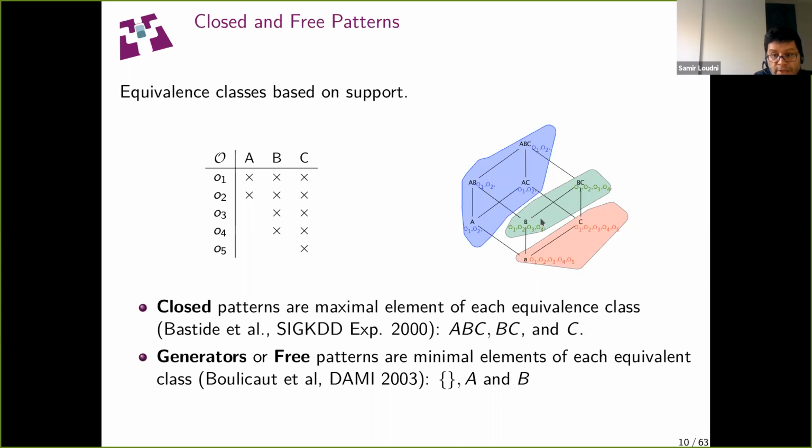In the second class of equivalence, we have BC as the second closed item set, whereas in the third one, we have C as closed item set. So on this transaction database, we have the 3 closed item sets. This closed item set can be seen as a lossless compression of the set of frequent item sets.